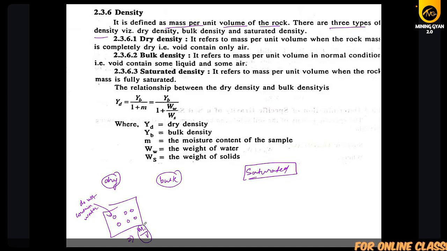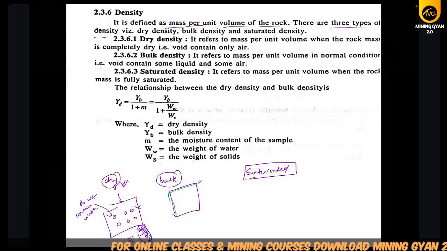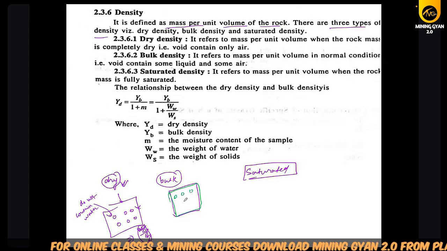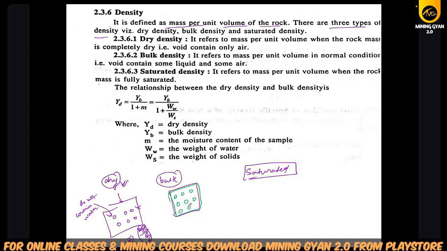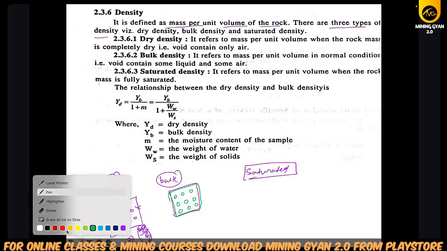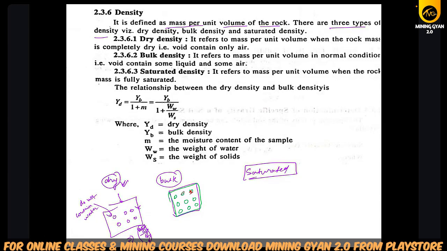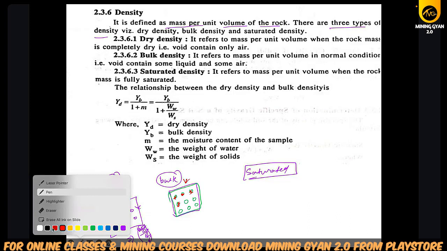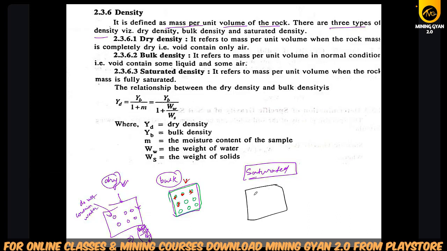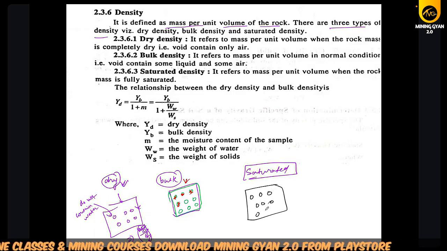When the specimen does not contain air, then we call it dry density. If this block's voids contain some water, not fully loaded with water, but some of the voids contain some water, then we call it bulk density.